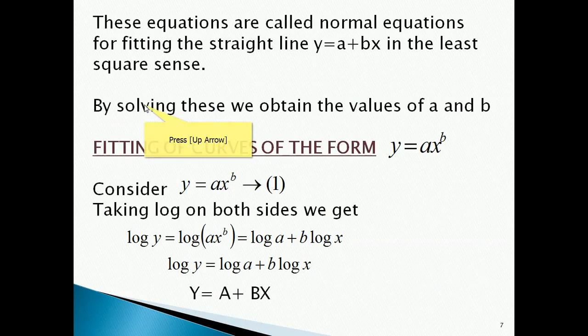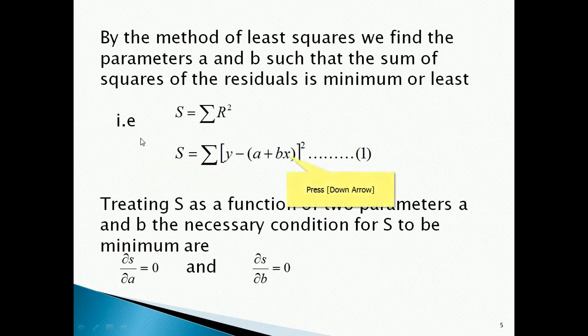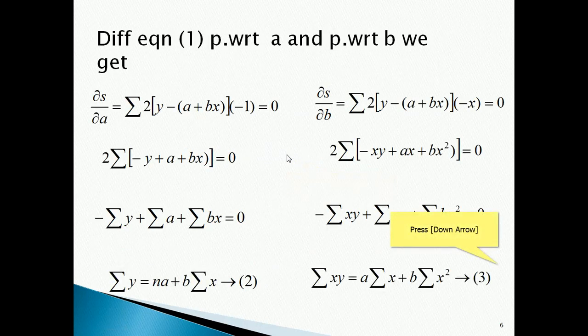The derivative of S with respect to a, del S by del a, is equal to the summation of (y minus (a plus bx)) whole square. Its differentiation is 2 times (y minus (a plus bx)). Again we need to differentiate y minus (a plus bx) with respect to a. Y differentiation is 0, minus a differentiation is minus 1, minus bx differentiation is 0. Means del S by del a is equal to the summation of 2 into (y minus (a plus bx)) into minus 1, and that must be del S by del a is equal to 0, hence this must be equal to 0.